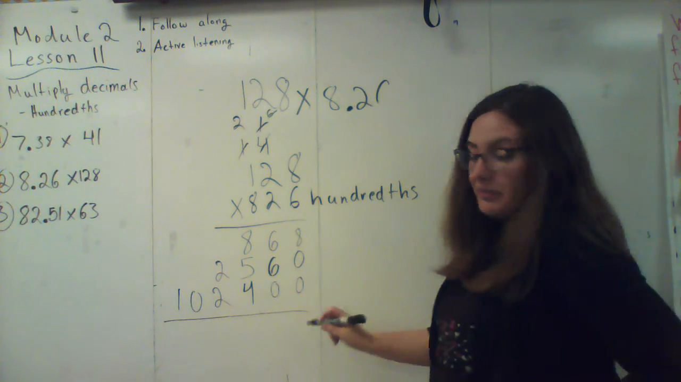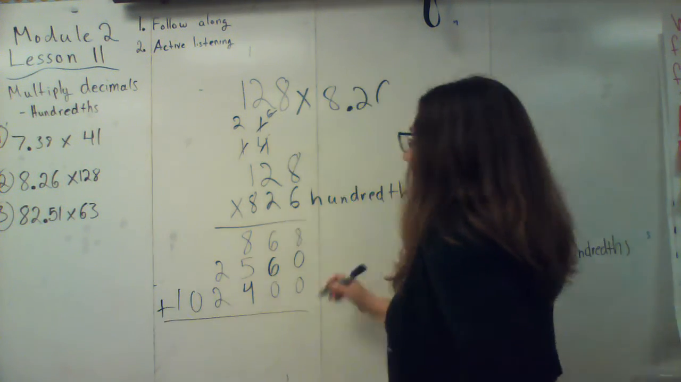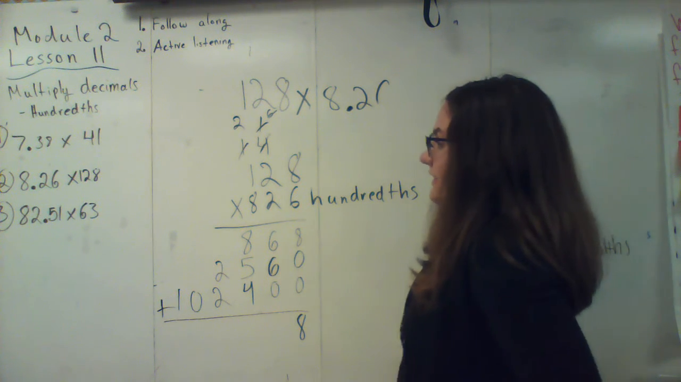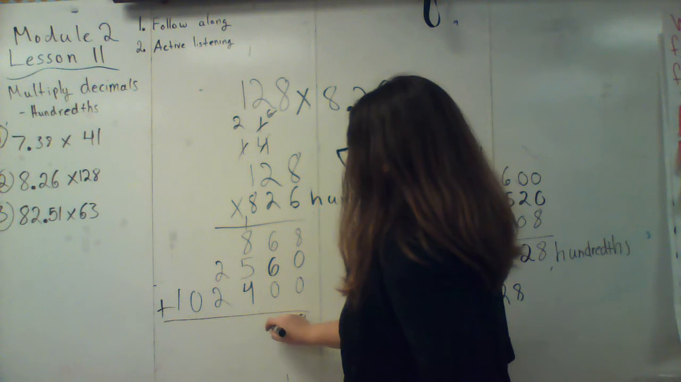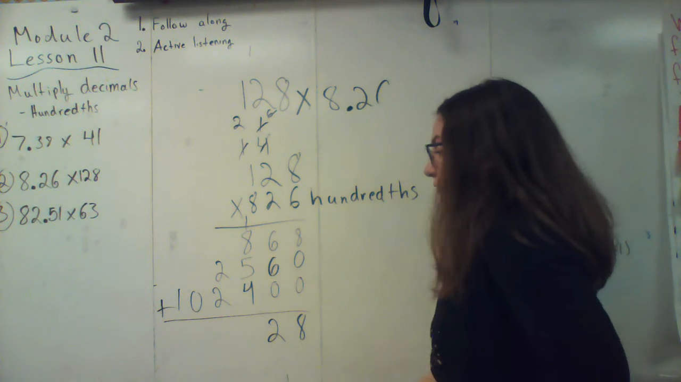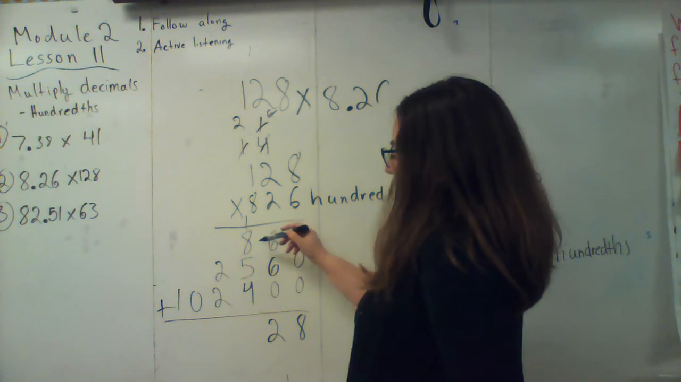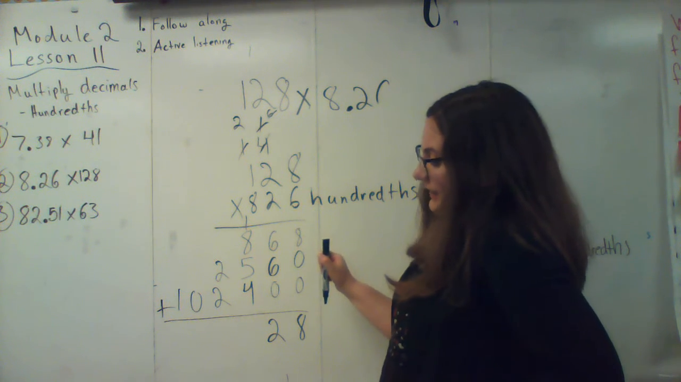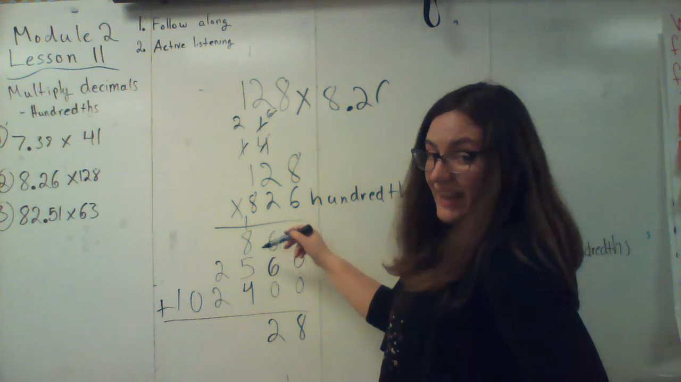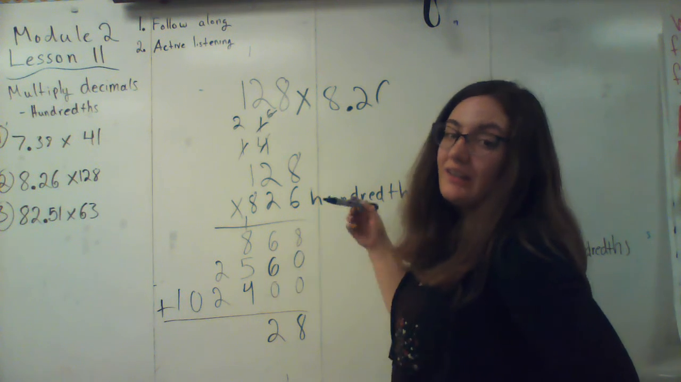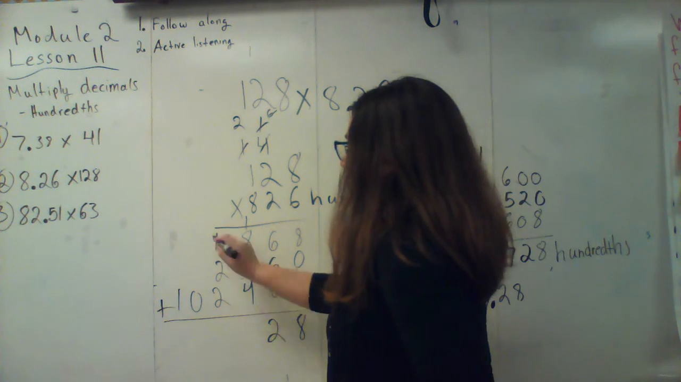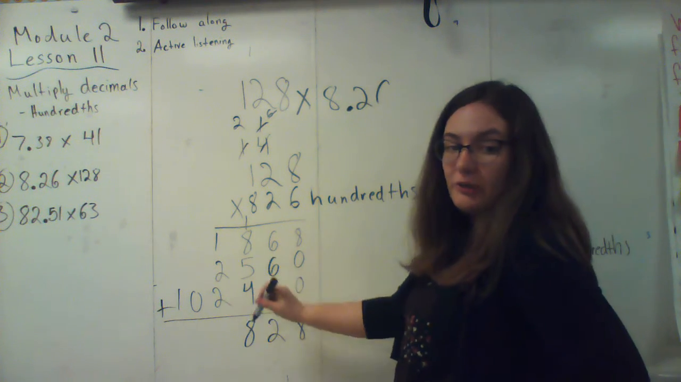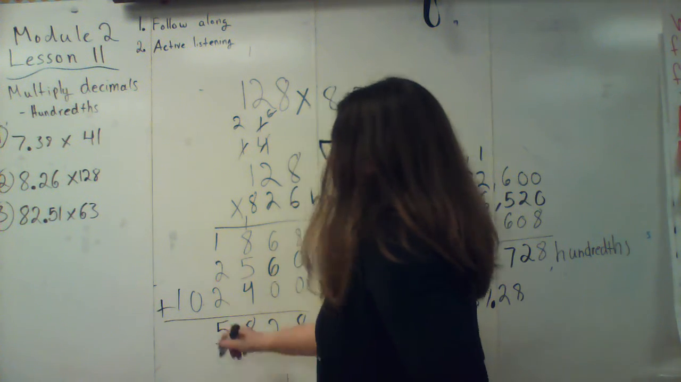I'm now going to add up my partial products, and then I do 8 plus 0, which is 8. 6 plus 6 is 12, so I carry the 1, leave the 2. 1 plus 8 is 9. 9 plus 5 is 14. Or I could have done 1 plus 8 is 9. 5 plus 4 is also 9. 9 plus 9 is 18. Carry the 1, leave the 8. 2 plus 2 is 4. 4 plus 1 is 5.